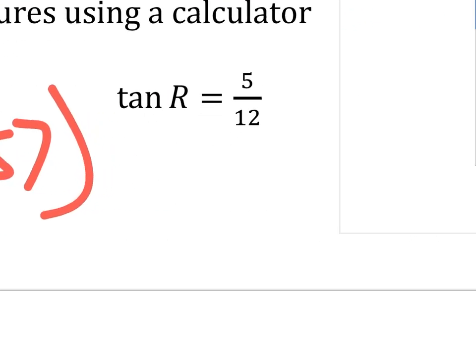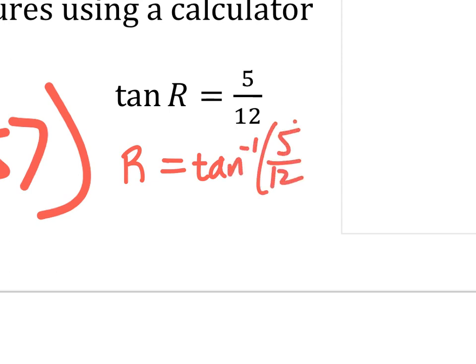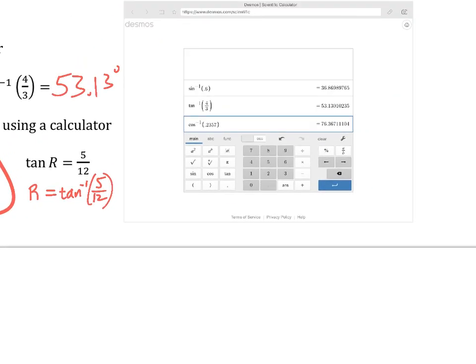Well, if we know the tangent of r is 5/12, that's what we know. 5/12 is the ratio. We're looking for the angle. We don't know the angle, so we've got to rewrite it. We're looking for r, the angle that has a tangent of 5/12. In other words, we need the inverse tangent. Remember, inverse tangent means what angle has a tangent of 5/12. That's what we're looking for.